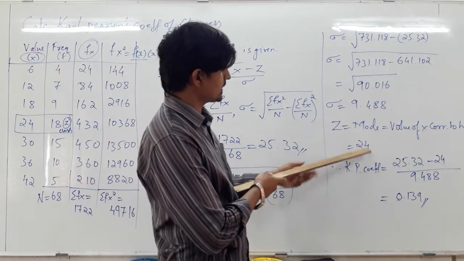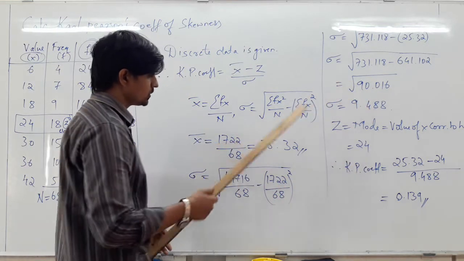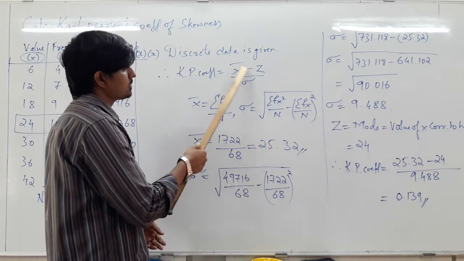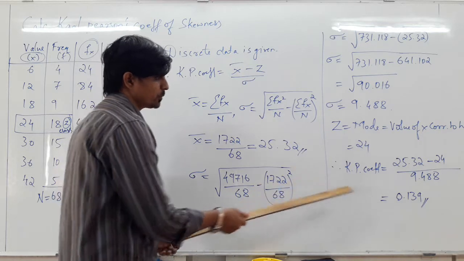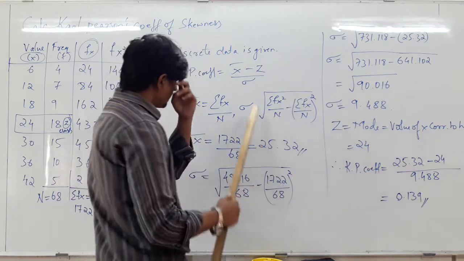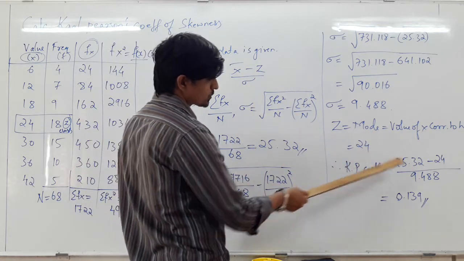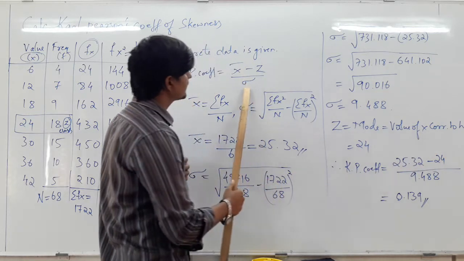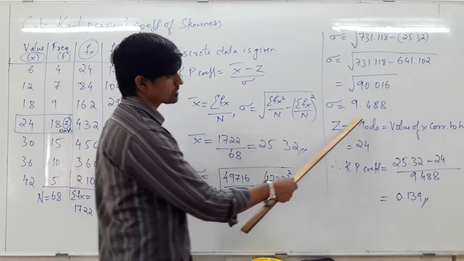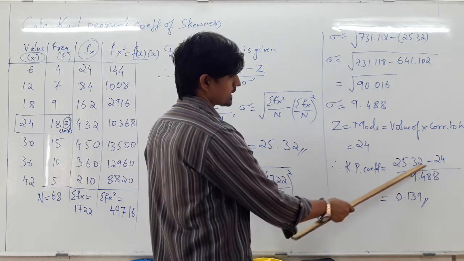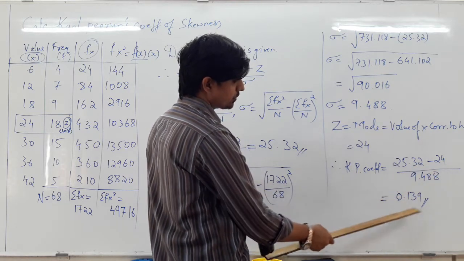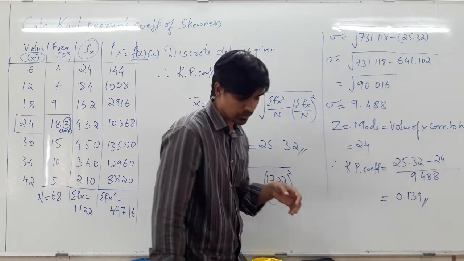Now substitute these three values, 1, 2 and 3, in this formula. X bar minus z divided by standard deviation. So what is x bar value? 25.32. 25.32 minus z. Z value is how much? 24. 24 divided by standard deviation. How much is standard deviation? 9.488. So if you subtract this and divide by 9.488, you will get 0.139.